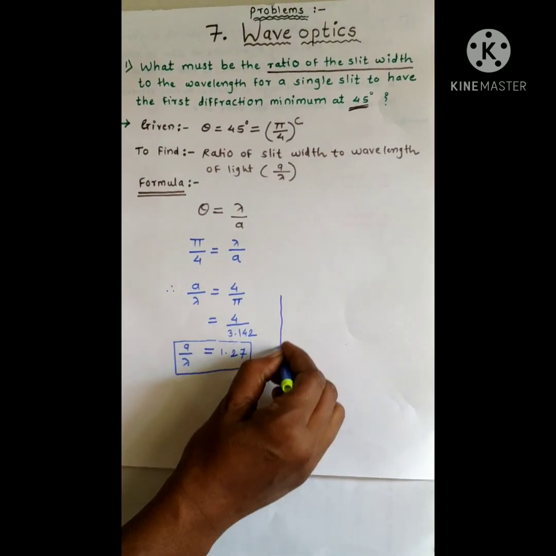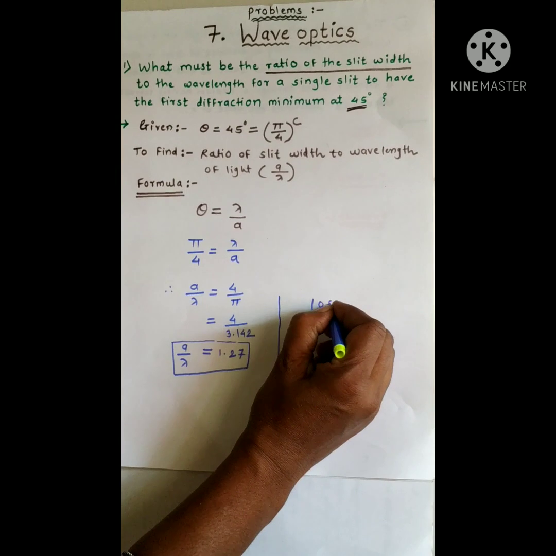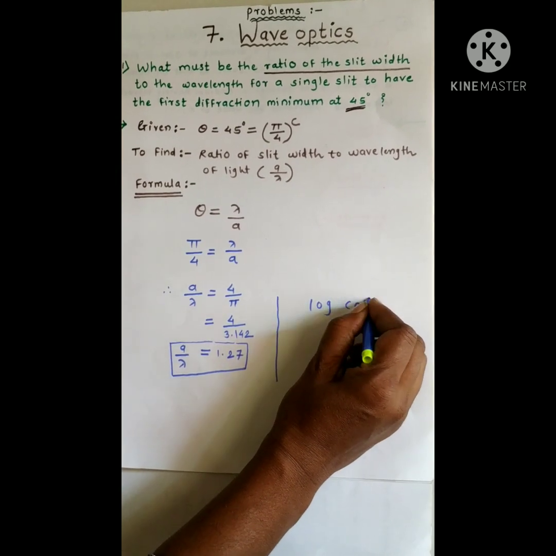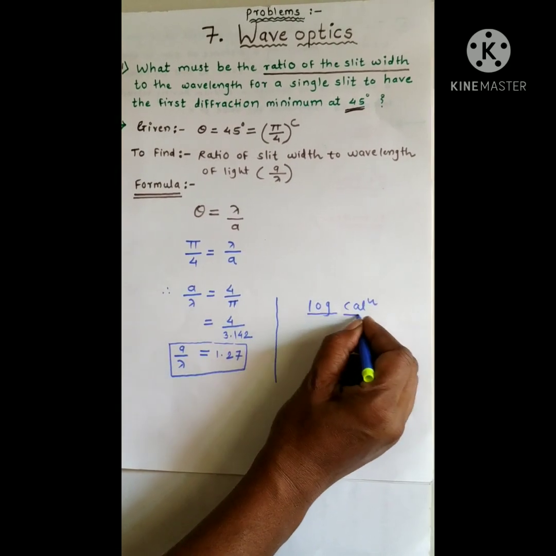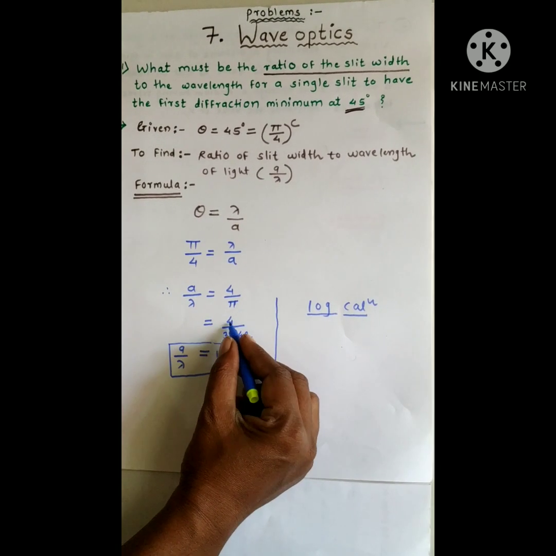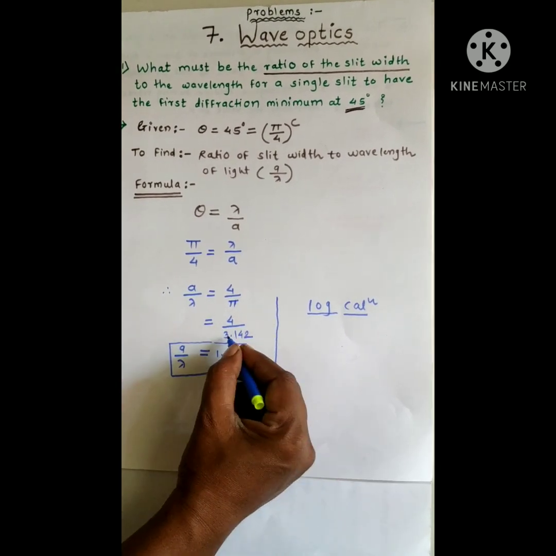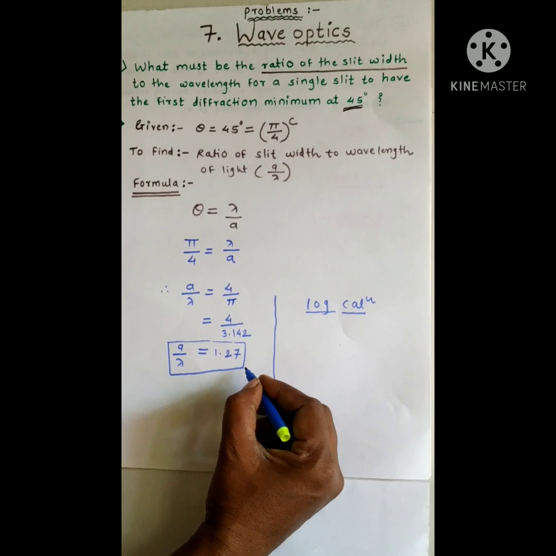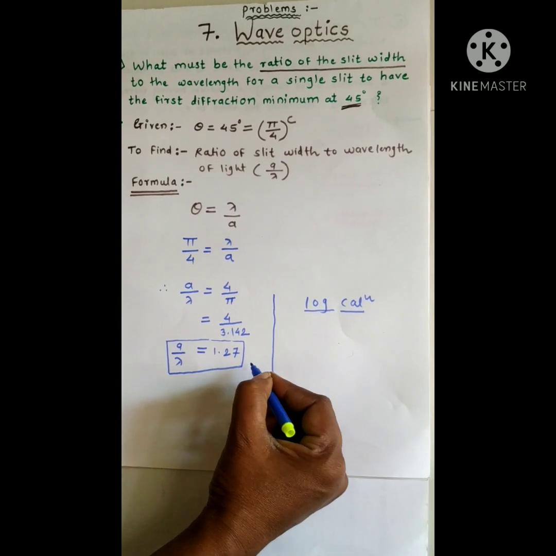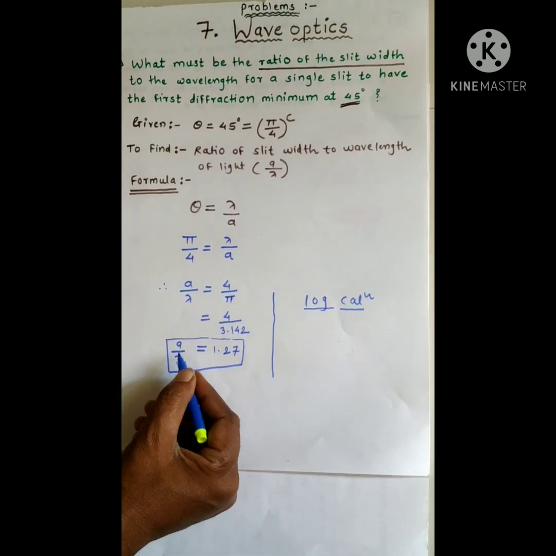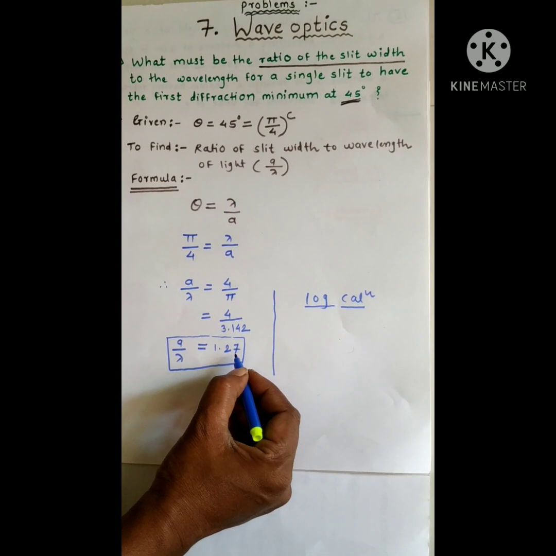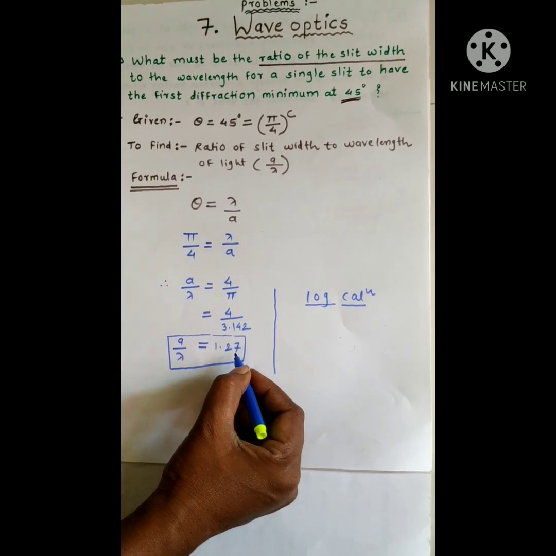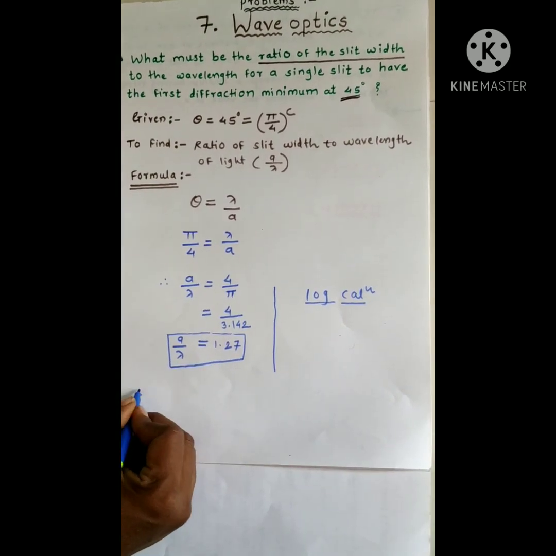Now this sum can be calculated by log calculation. After the log of 4 minus log of 3.142, we get this answer. That means the final answer, A upon lambda, is 1.27. So we will write like this final.